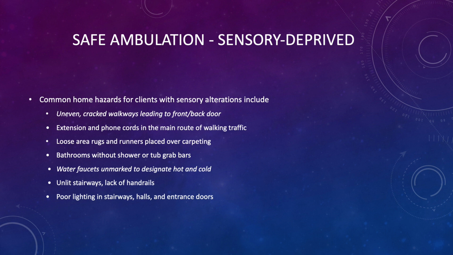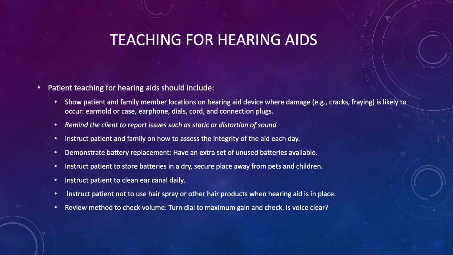So of these, the ones I want you to focus on for sure are the ones that are italicized, because those are going to be the bigger ones that cause the greatest amount of damage in the least amount of time. Obviously unlit stairways, lack of handrails is a big deal. Poor lighting in stairways, hallways, and entrance doors also lead to slipping and tripping. So I think that pretty much covers that whole slide, and if you know those concepts, you should be good to go.